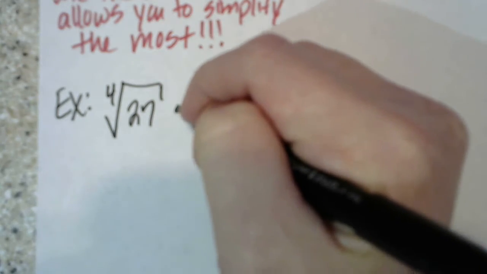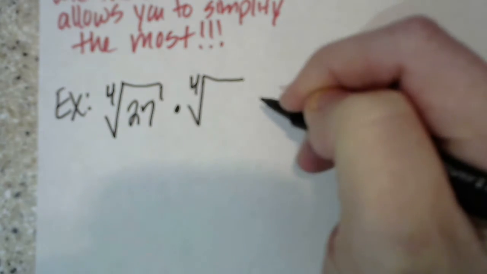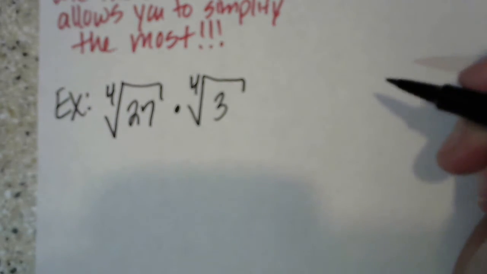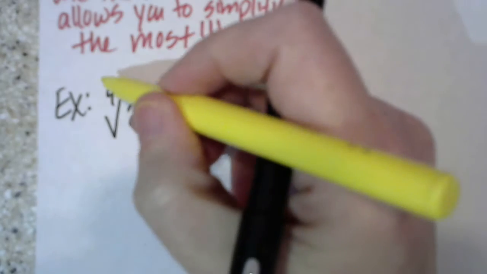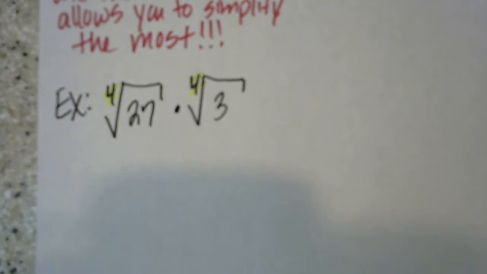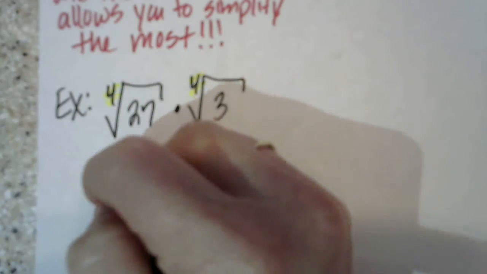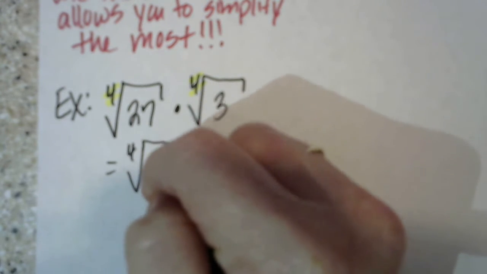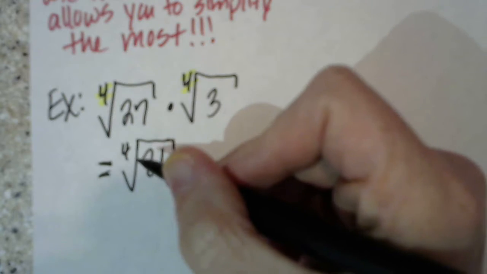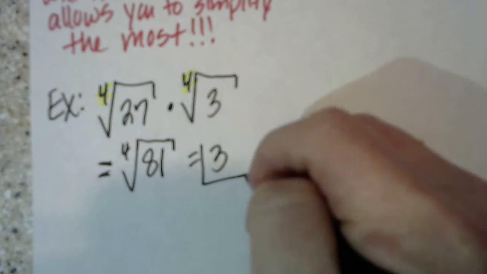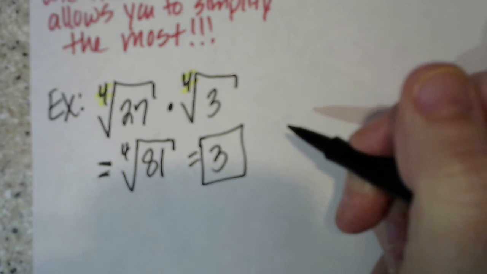Fourth root of 27. I know I'm doing fourth root a lot. We'll do some more in a minute, but it's just to teach the concept. Okay, so the fourth root of 27 and the fourth root of 3. So I know I can multiply those. 27 times 3 is 81. Now with this problem, I can go further because I know that the fourth root of 81 is 3. So that's my answer here.